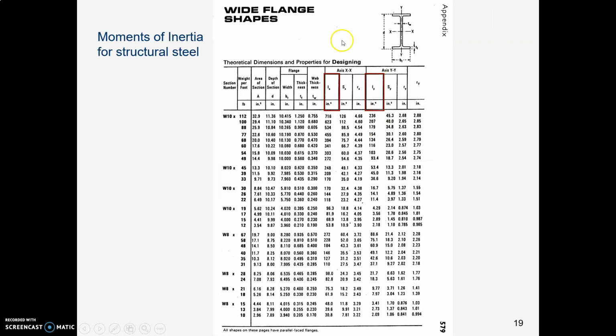Here is the table out of the steel manual, also out of the back of our book. And notice that there are two columns that say moment of inertia. See that, inches to the fourth? One around the x-axis, if you have your beam standing in normal orientation, and one around the y-axis if you're bending the end of your beam side to side.